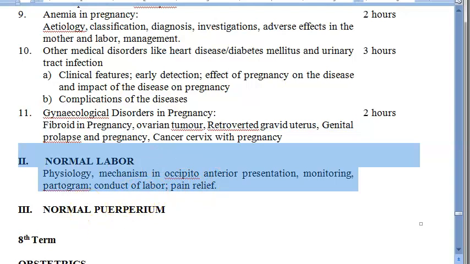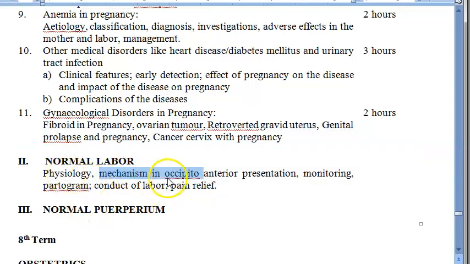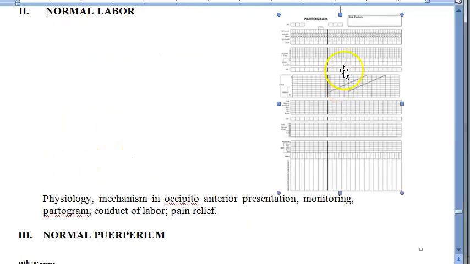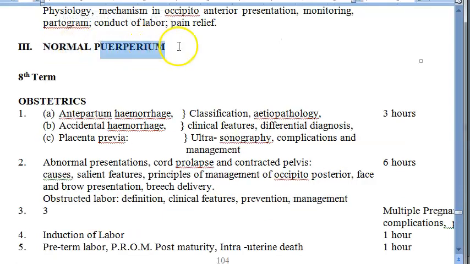Normal labor, what and all you need to know about it, the physiology, the mechanism. You should know about partogram, they would have shown it to you, isn't it? So this is partogram, right, where they mark things to know whether it is going in the right direction or it needs some intervention. Conduct of labor, pain relief. Okay, this is all coming under normal labor. Normal puerperium, that is 6 weeks after the delivery.